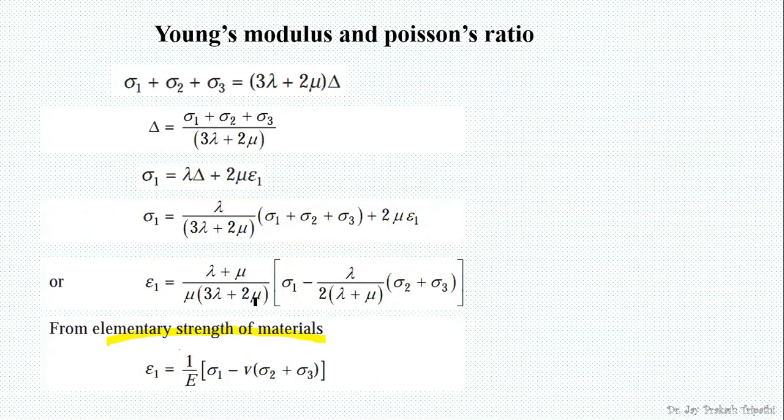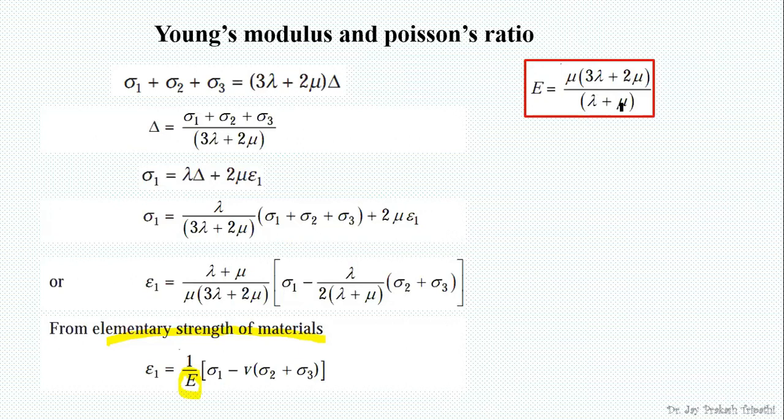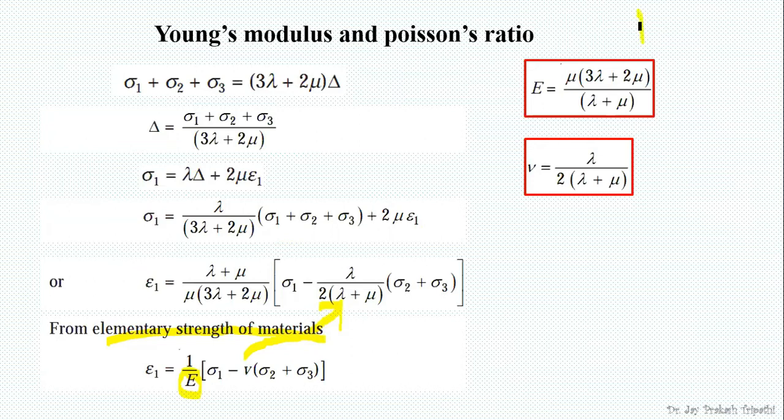So after comparison, we can say that Young's modulus E is equal to mu into 3 lambda plus 2 mu by lambda plus mu. And after comparison, Poisson's ratio nu will be equal to lambda by 2 into lambda plus mu. So if lambda and mu are known, then we can determine the value of Young's modulus, Poisson's ratio, and also the bulk modulus K, which is equal to 3 lambda plus 2 mu by 3.